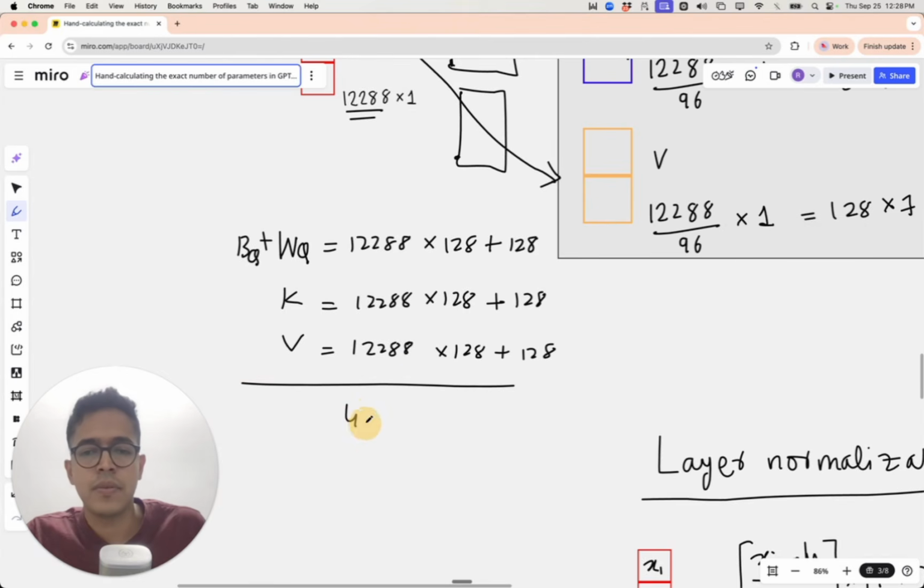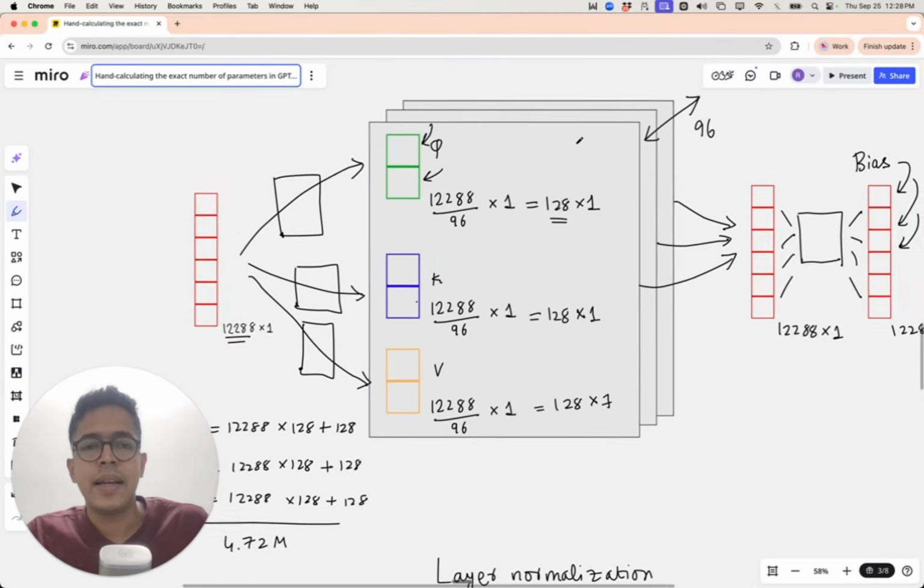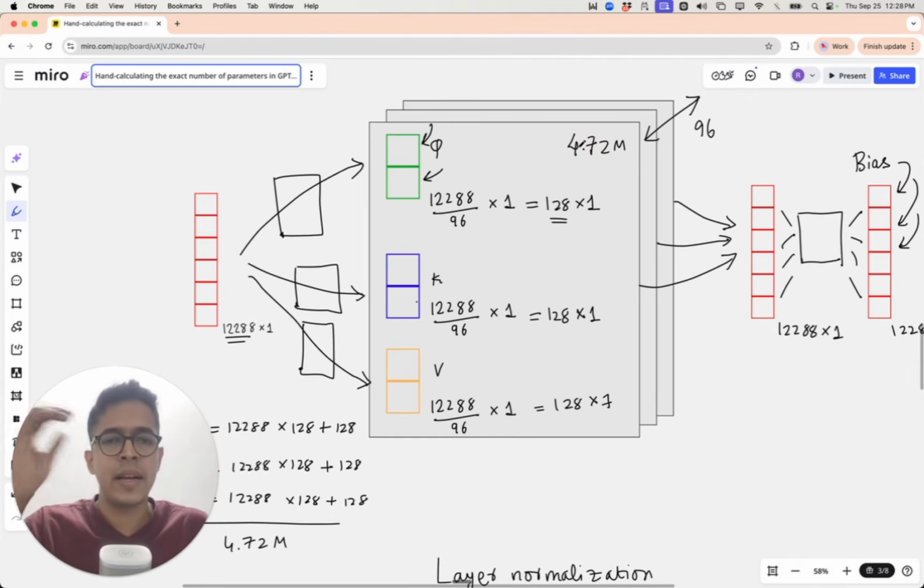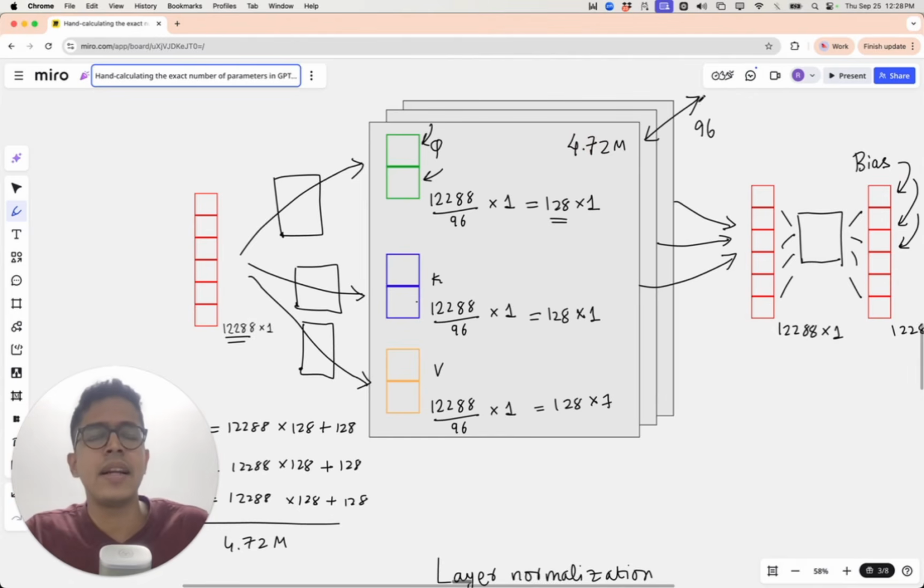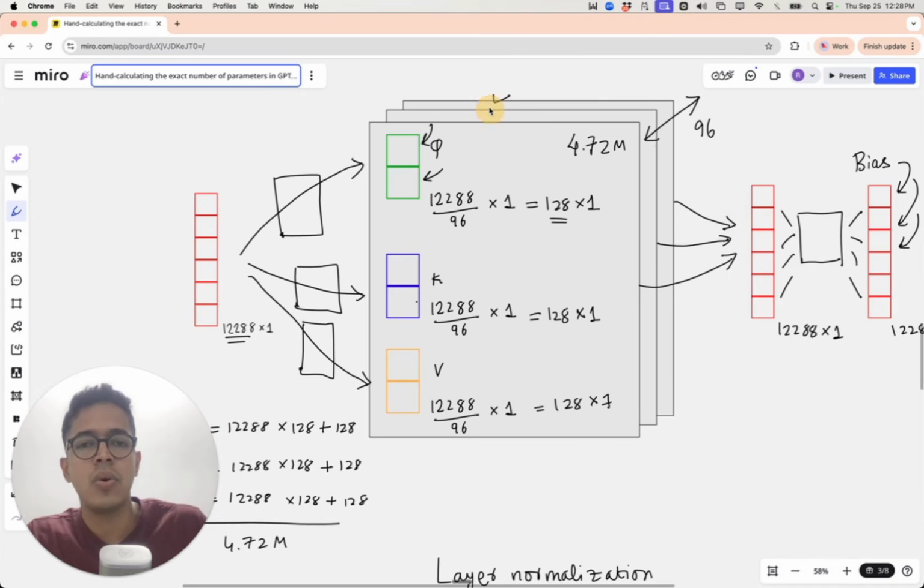Let me just draw it. Where is this 4.72 million coming from? It is coming from one of these attention heads, or 4.718 million, which was the number that we got. Like this, there are 96 attention heads in one transformer layer. So the total number of parameters here would be 96 multiplied by 4.72 million, which equals 453 million. So the total number of trainable parameters inside the whole multi-head attention is 453 million.